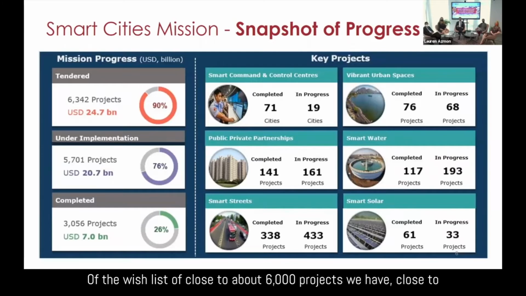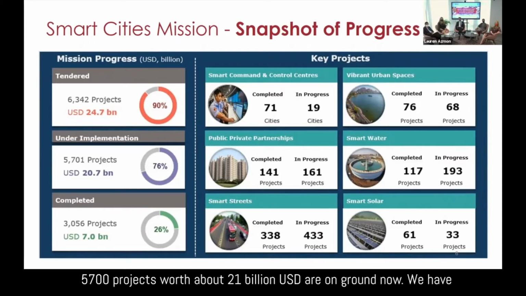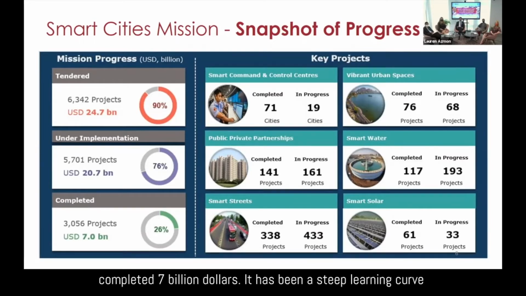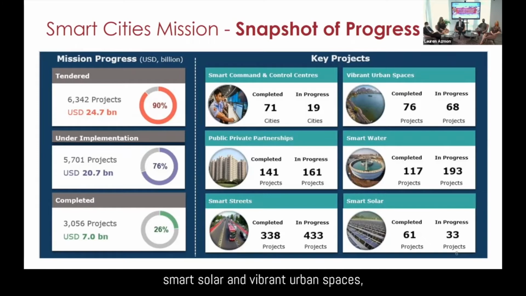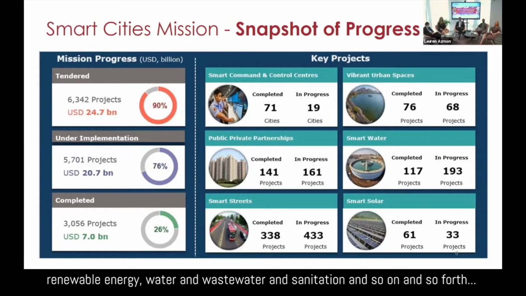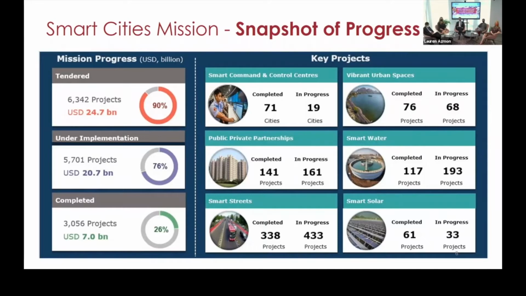And of the wish list of close to about 6,000 projects, we have close to 5,700 projects worth about $21 billion USD on ground now. We've completed about $7 billion of projects. And it's been a steep learning curve. And these projects span multiple different sectors. They are projects of public-private partnerships, and integrated technology into cities, smart streets, smart solar and renewables, water and wastewater, sanitation projects, urban spaces, and so on. Go next, please.